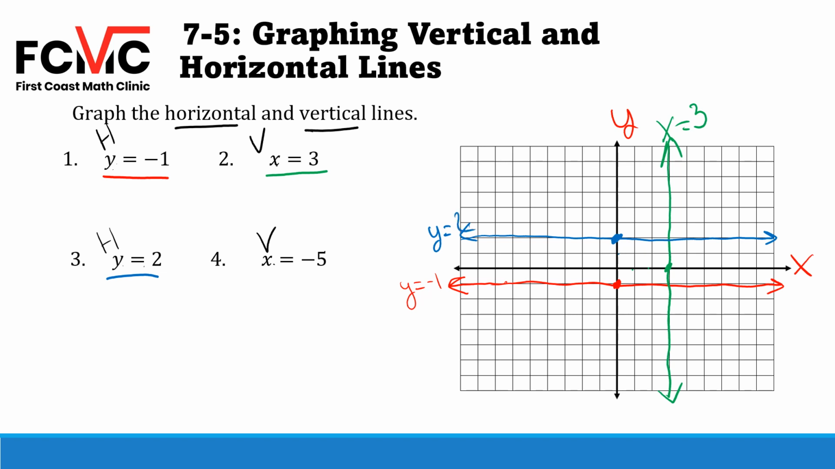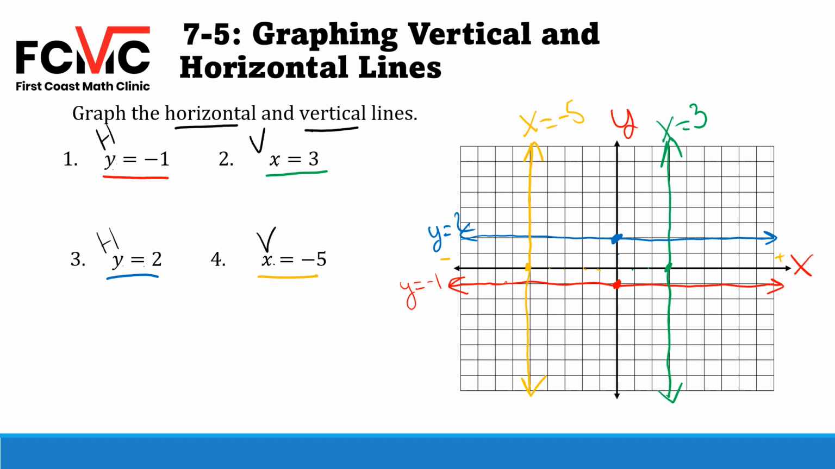And the last one, x equals -5. We'll find -5 on the x-axis. 1, 2, so negatives are going to the left, right? That's our negative. This is our positive. So 1, 2, 3, 4, 5. And we know this is going to be a vertical line, so we want a vertical line. So this is going to be x equals -5.